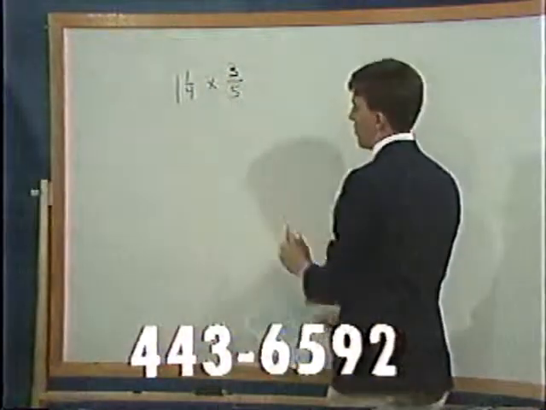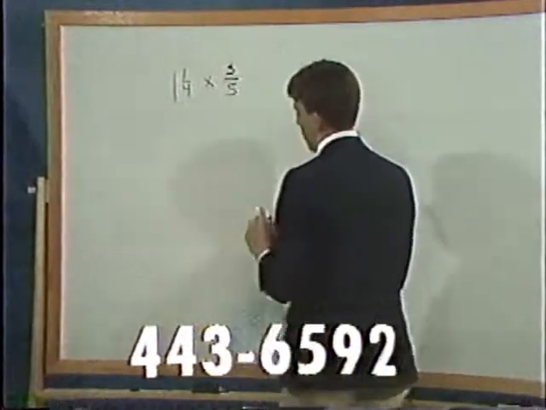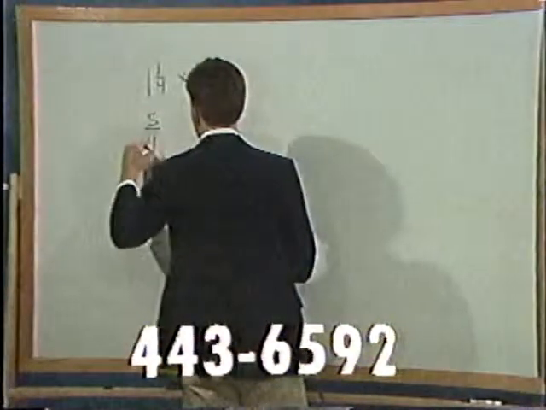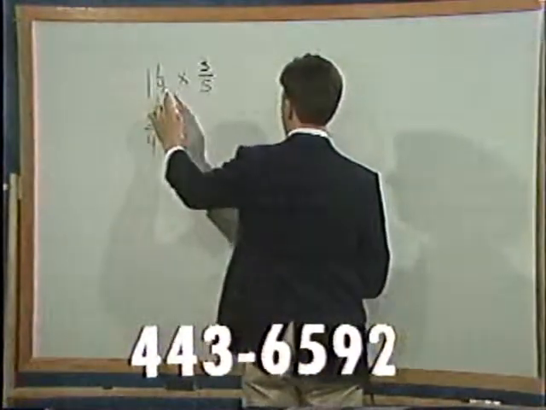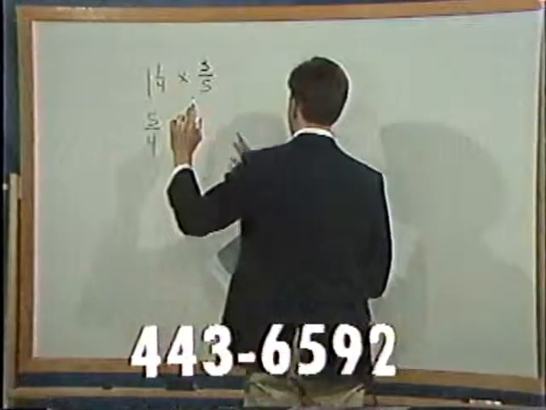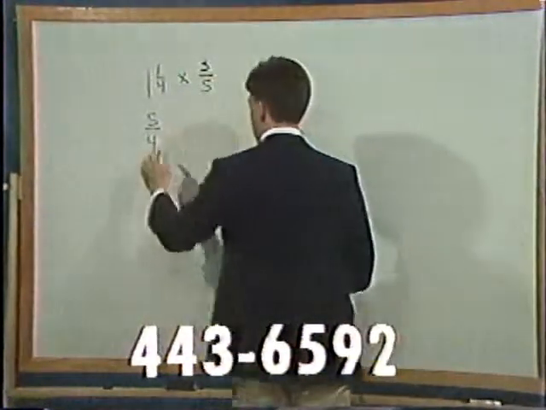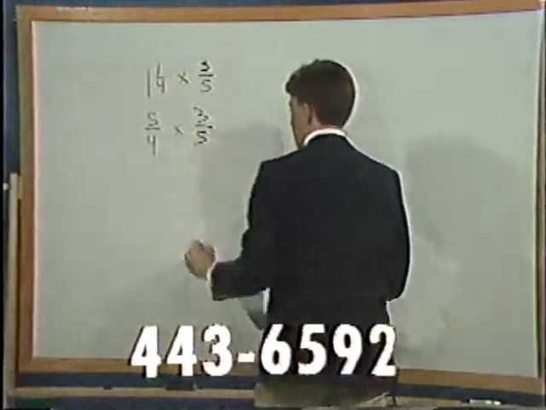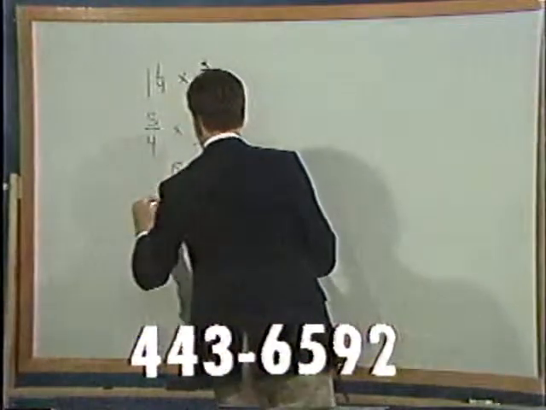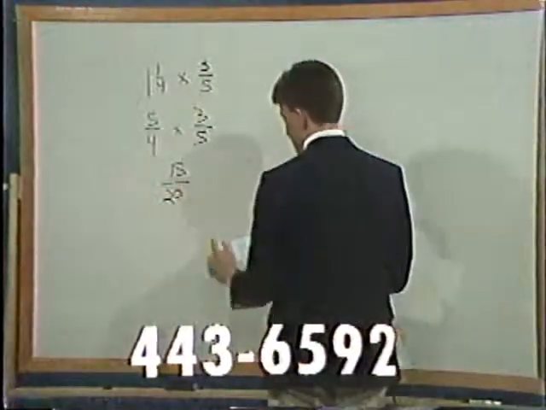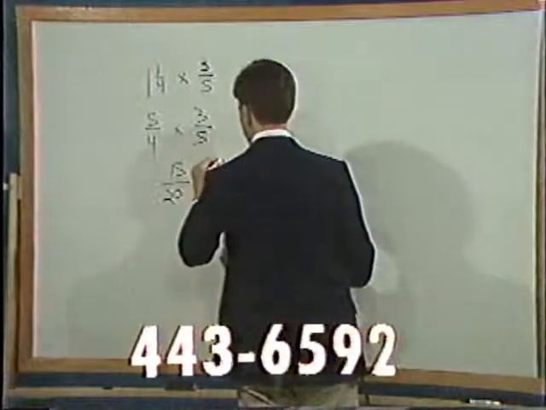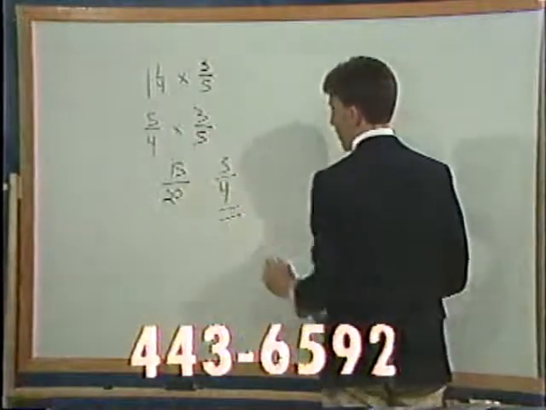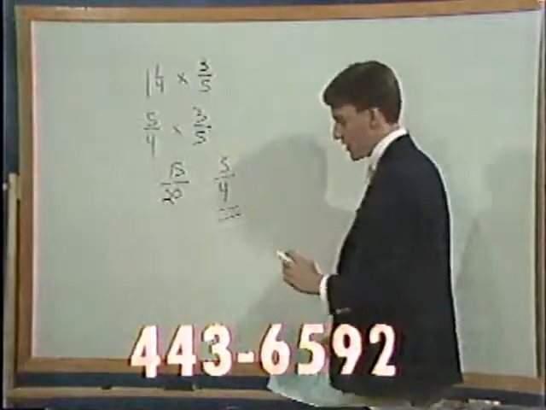In working with this multiplication problem, it would be simpler to turn this 1 1/4 into 5/4. I derived that from 1 times the denominator, which is 4, plus the numerator, which is 1, over the denominator, which is 4, so 5/4. And so it would be 5/4 times 3/5, which is 15/20. But you can also further reduce this, Heather, to 3/4, dividing a 5 out of both the numerator and the denominator. So I hope that helps you, Heather.